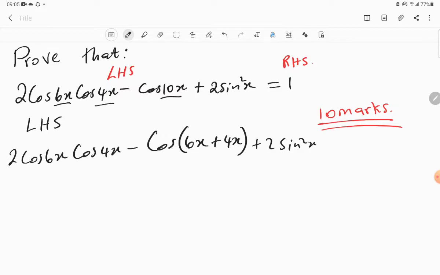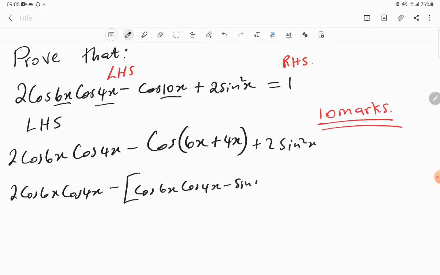Now, you can see that this is a compound angle for cos, so we really need to expand it. While we're expanding that, let's just keep this one as it is. So minus, let's expand this one. You have cos 6x cos 4x, minus sine 6x sine 4x. Then we have done, then plus 2 sine squared x.